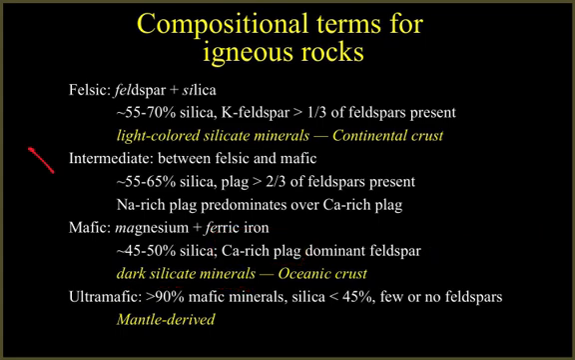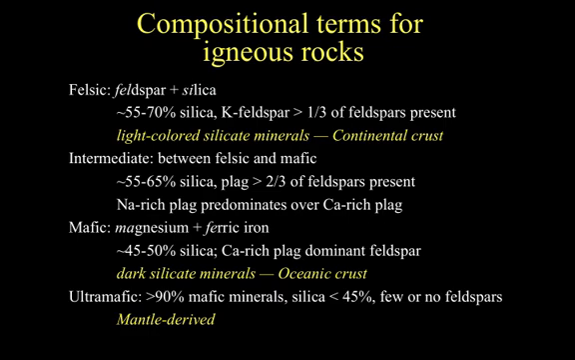Now the intermediate rocks are somewhere in between, so 55 to 65% silica. Plagioclases make up more than 2/3 of the feldspars that are present, but there's still some of the alkali feldspars there. So that generally gives you an idea about the compositions there.